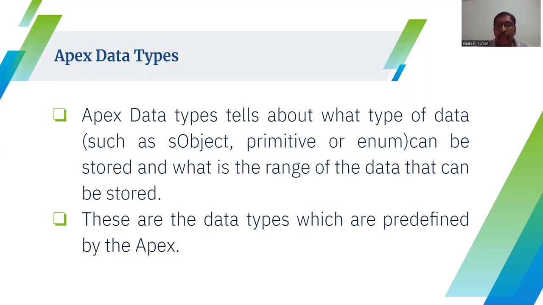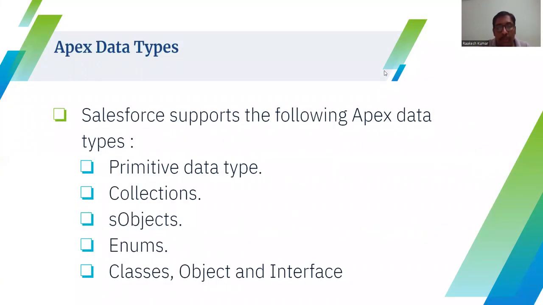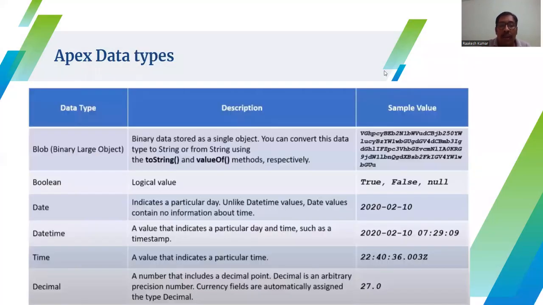There are different types of data, three different data types available in Apex. We have primitive data types. You know very well what primitive data type is all about: integer, float, double, boolean, string. All of these come as primitive data types. Then we have collection data type, object data type, enumeration, classes and objects, and interfaces. We have different data types here.